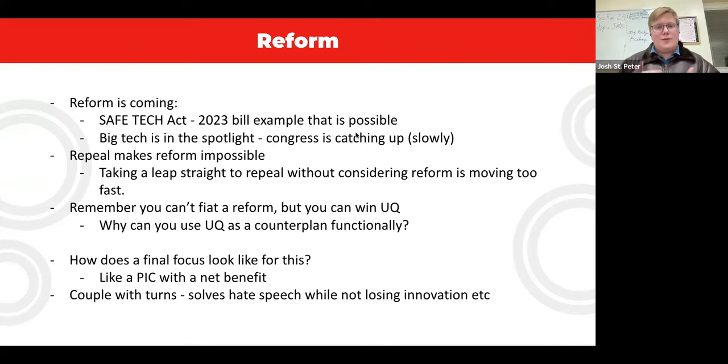But the repeal making the reform impossible means that taking the straight leap will make it never happen, because Congress likes to do things gradually. They don't like to do big things. Whenever we see big things, it's cool, but it doesn't always work in the same way that we want it to. Additionally, I want to talk about this a lot because I see this even with every topic that we end up having.